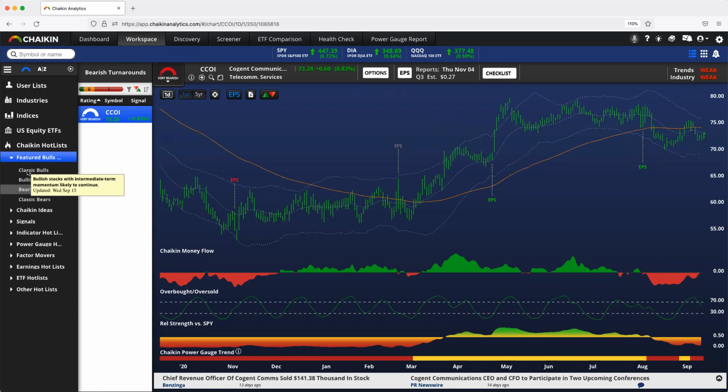Well, we can tell when these update because it tells you right here when you hover your mouse, updated Wednesday, September 15th. That's today. Different hot lists update in different intervals. Some are weekly, some are daily, some are quarterly. These featured bulls and bears do update on a daily basis. And if you want to make sure, hey, when did this last update? Just give your mouse a hover over the list name and it will tell you.